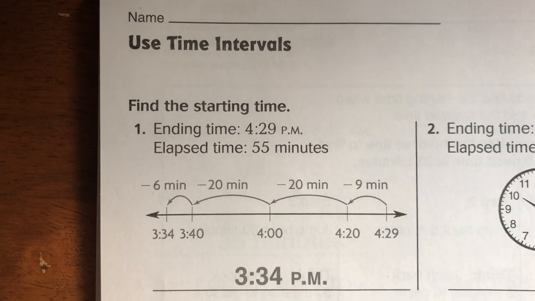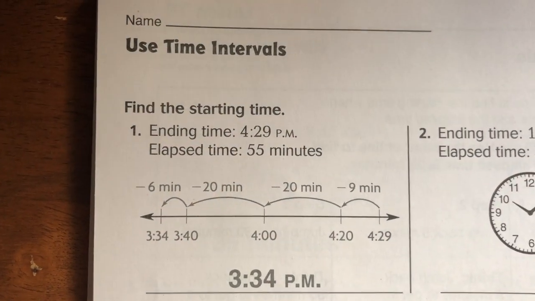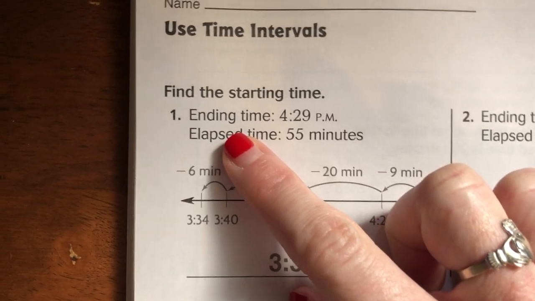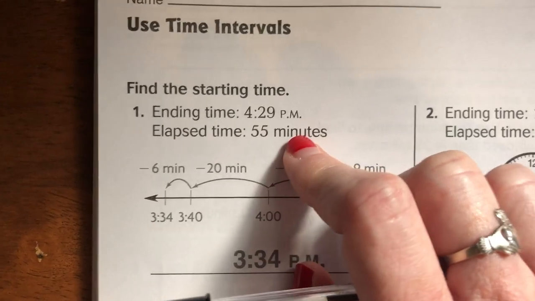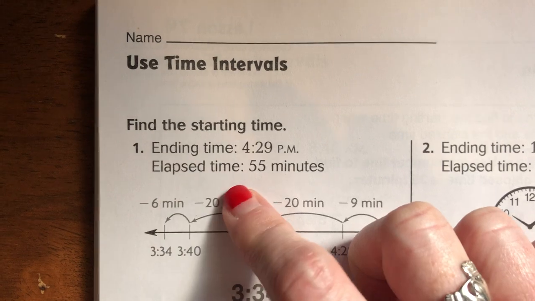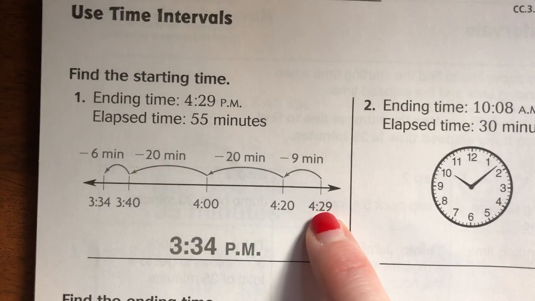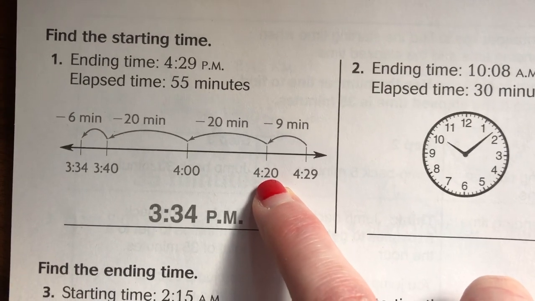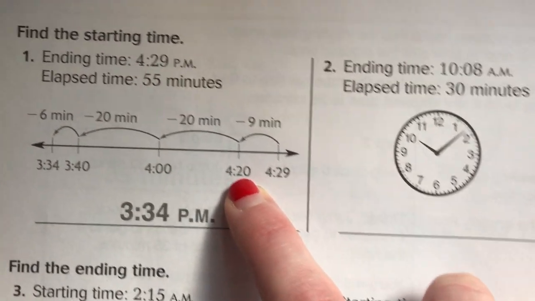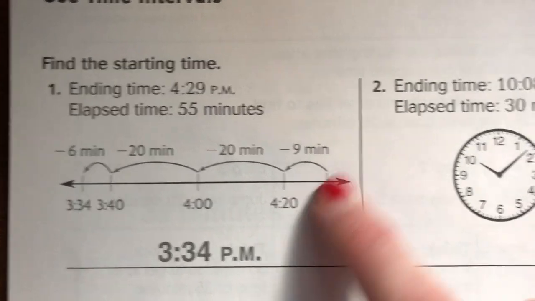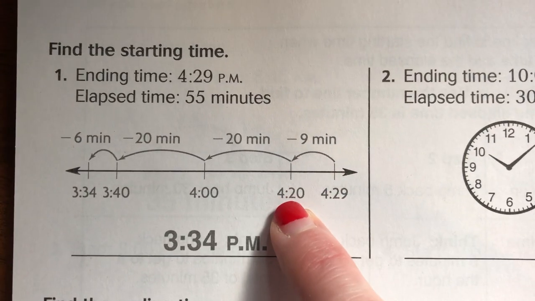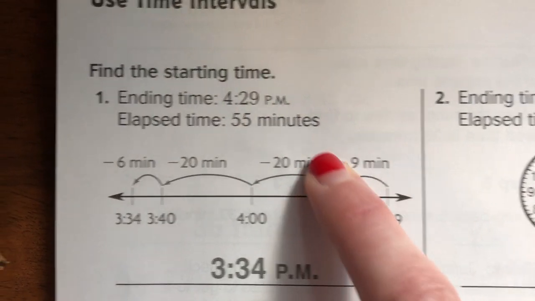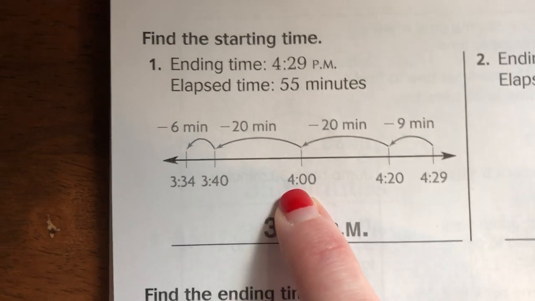All right. Find the starting time. This is page 148. Now, they did the first one for us. Let's review it. The ending time is 4:29. The elapsed time is 55 minutes. They started here at 4:29. So in order to make this an even kind of number that you would see the minute hands hit on the clock, they took away 9 minutes, which gave us 4:20. Then because they wanted to get to the next hour, they took away another 20 minutes, which gave us 4 o'clock.